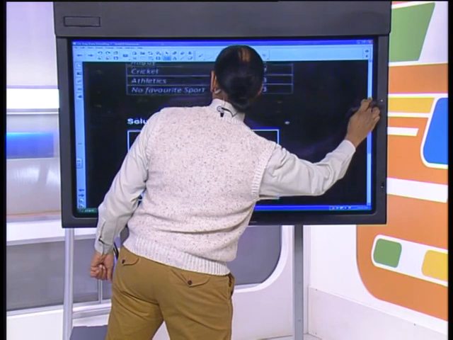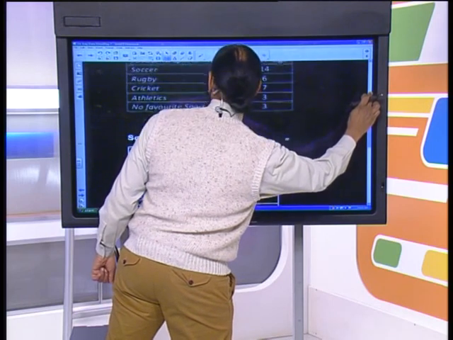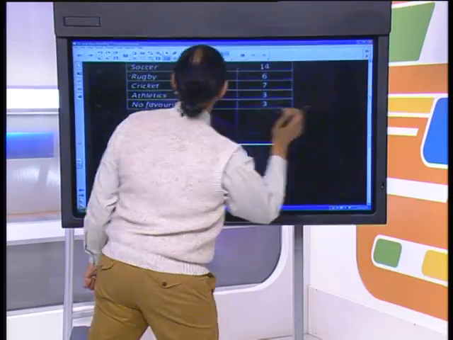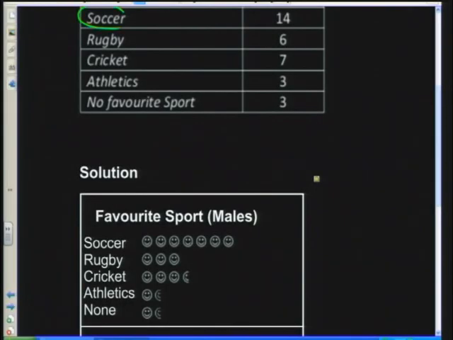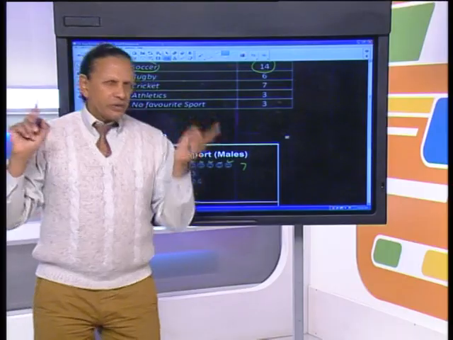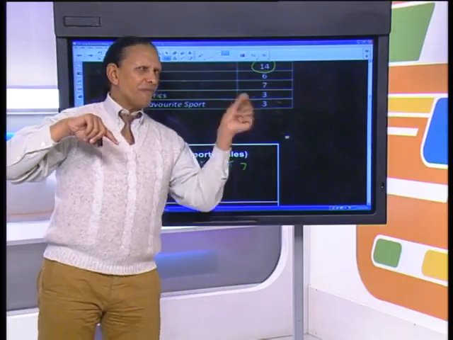Right, now remember, if I can just have both on the screen. Soccer, remember, 14%. If I look here for soccer, I count 1, 2, 3, 4, 5, 6, 7 faces. Okay, let me just write here, 7 faces. 14%, 7 faces. Do you see the relationship between the number 14 and 7?